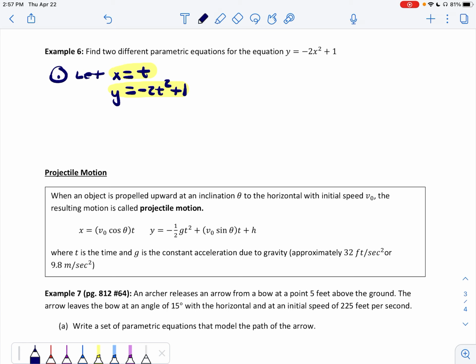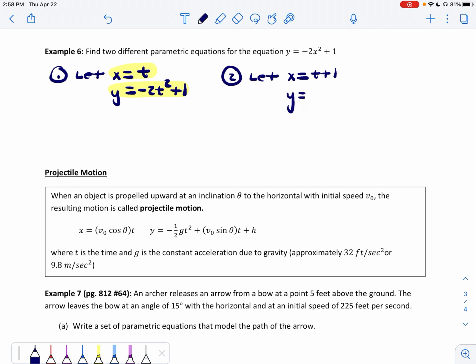Okay, so just to do another one, instead of letting x equal t, we could let x equal something like t plus 1. Okay, like I said, you can choose almost anything you want for your x value. Okay, as long as it's real, there really aren't too many restrictions. And then again, we would just substitute that in for x in our equation.